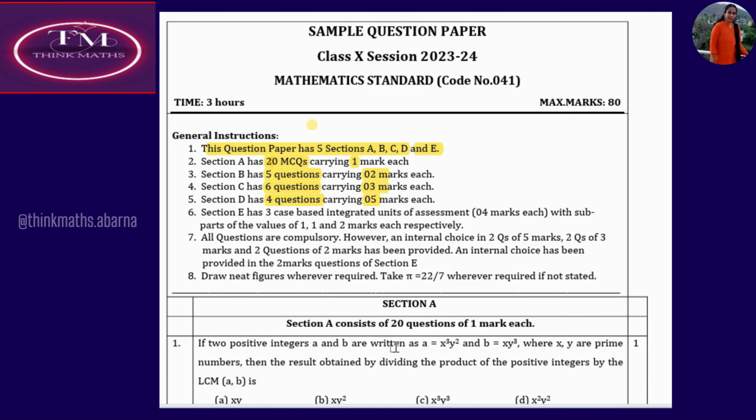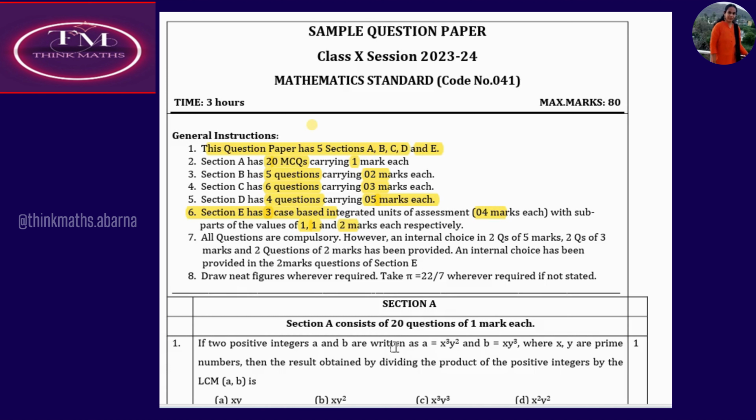In section E, you have 3 case based questions, and each question will carry 4 marks, and there will be subparts. So there will be 3 subdivisions in this section E. The first subdivision will have 1 mark, the next is also 1 mark, and the next is 2 marks.